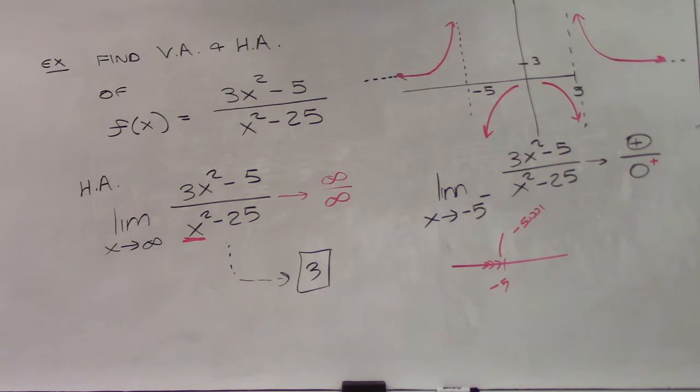I just made that function up, so I could probably do a graph of it real quick just to make us feel a little better. Plot, let you catch up with me. What was it? 3x squared minus 5 over x squared minus 25.